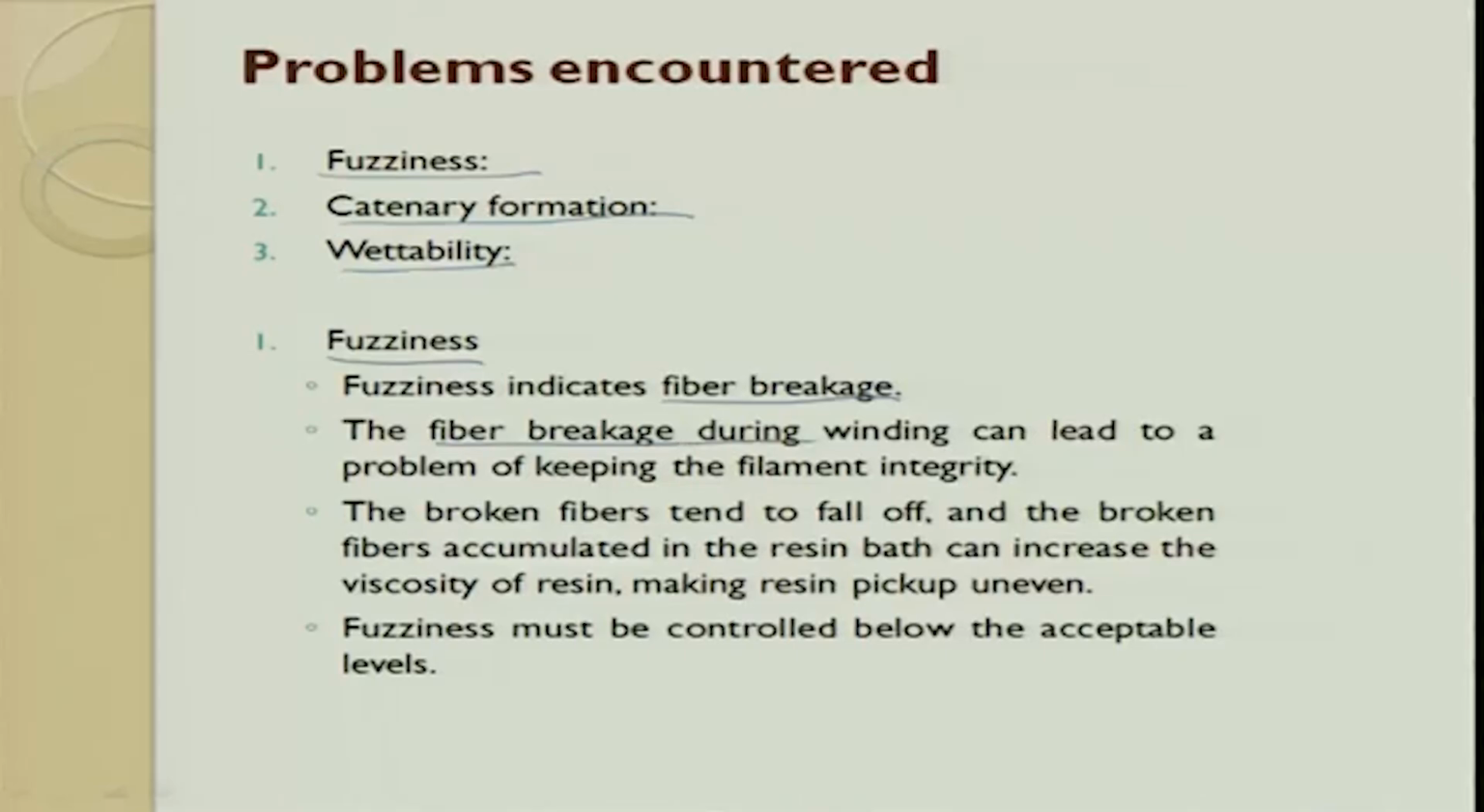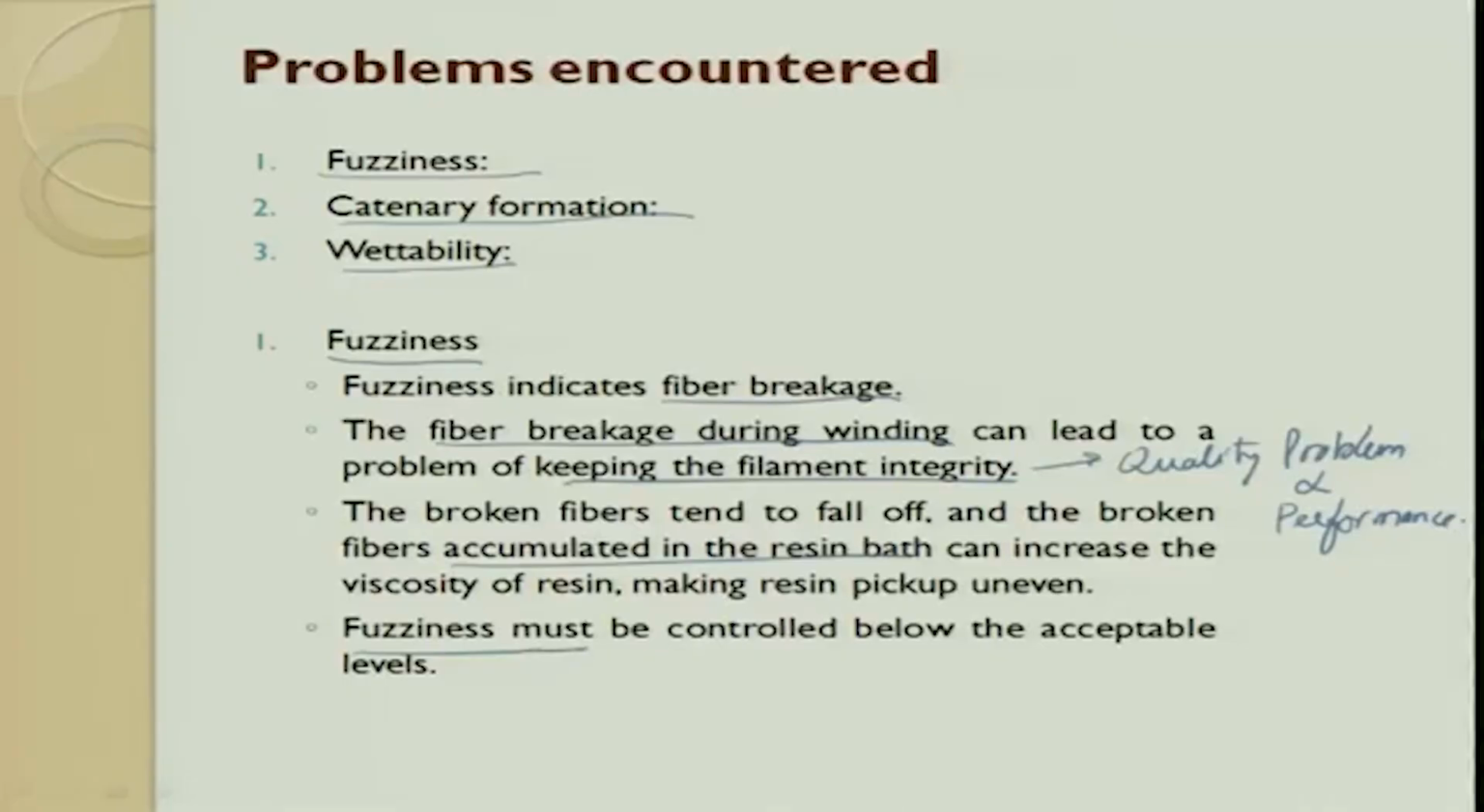Fiber breakage during the winding can lead to a filament integrity problem. That means to say there is a quality problem, which is directly proportional to the performance. So it affects the performance. The broken fiber tends to fall off and accumulates in the resin bath, and it can increase the viscosity of the resin, which can lead to resin rich or resin poor layers. It is very difficult to avoid fuzzing, but you can control it to a large extent.